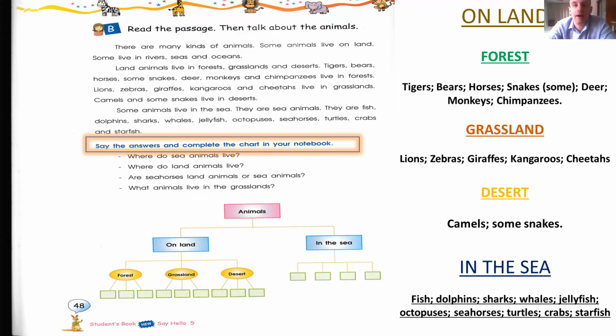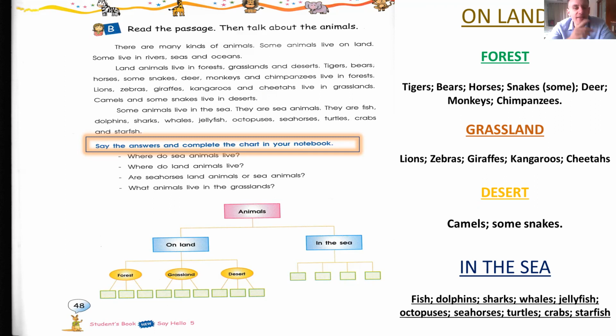In the forest, there are tigers, bears, horses, some snakes, not all the snakes, deer, monkeys, chimpanzees. On grassland, we can find lions, zebras, giraffes, kangaroos, cheetahs. And in the desert, we can find camels and some snakes. We can also find scorpions in the desert, and some kind of mouse. In the sea: fish, dolphins, sharks, whales, jellyfish, octopuses, seahorses, turtles, crabs, and starfish. Not so difficult, huh? But it's good for your pronunciation.